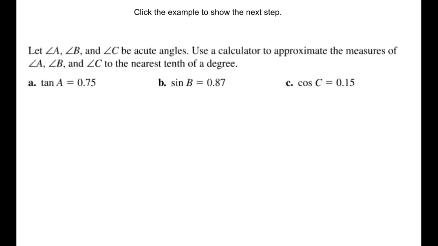So let's look at this example. So let angle A, angle B, and angle C be acute angles. Use a calculator to approximate the measures of the angles to the nearest tenth of a degree. So when I am dealing with tangent and these trig ratios, I always write my SOHCAHTOA, just so I can always remember. It helps put back in what sides of these triangles I'm looking at.